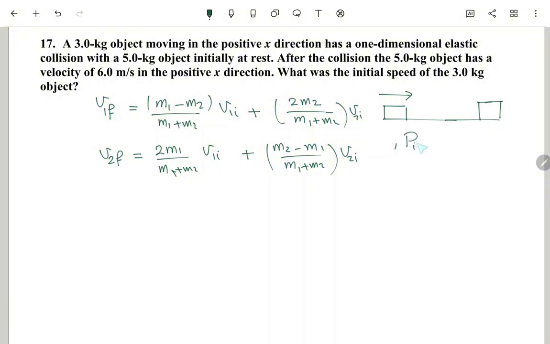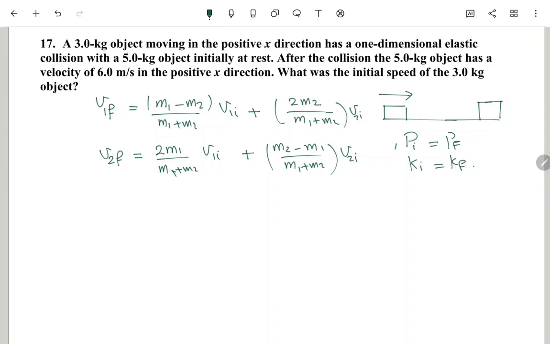And remember, these two equations are extracted from conservation of momentum and conservation of kinetic energy. And because this is an elastic collision, we can just use these ready equations. Now, what was the initial speed of the 3 kilogram object?